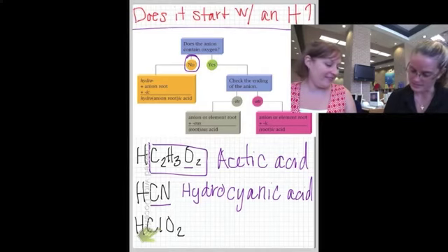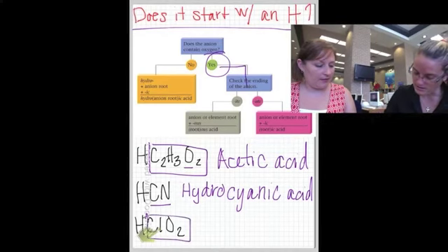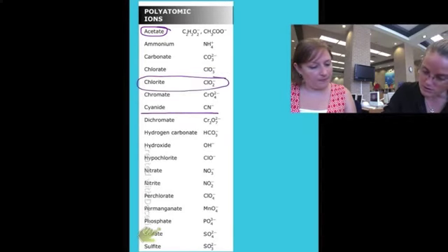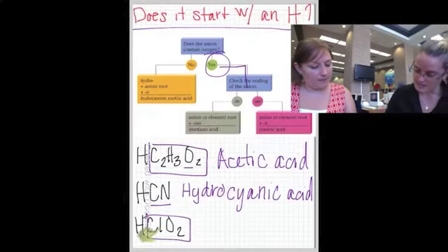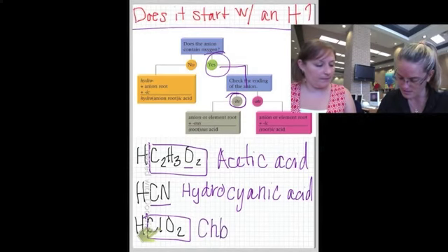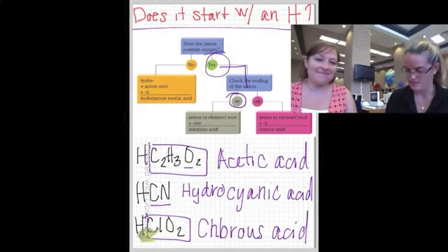All right, last one starts with an H. So does it have oxygen in it? Yes, this one actually does. So I'm changing directions again, and I'm going to check my ending for ClO2. So I go to my chart. ClO2 is chlorite. So I look at chlorite. So I'm going to say it's chlorous. You got it. Acid. Perfect. All right. Thanks.